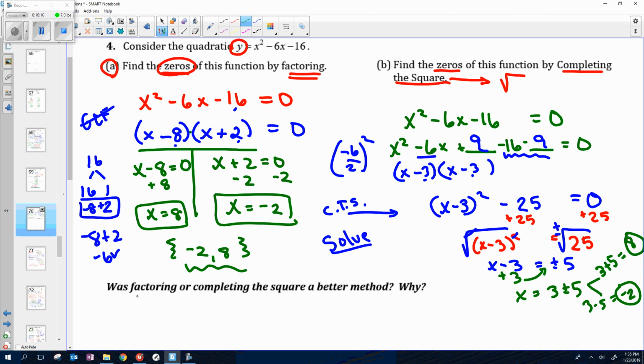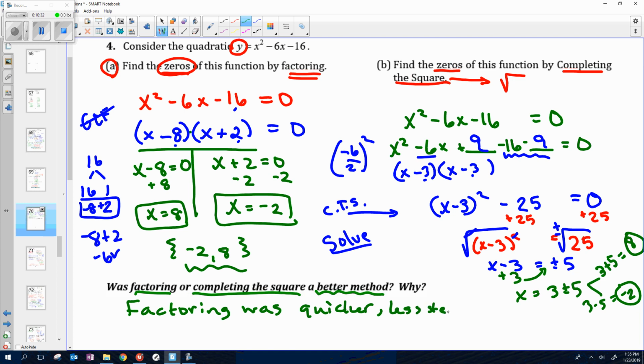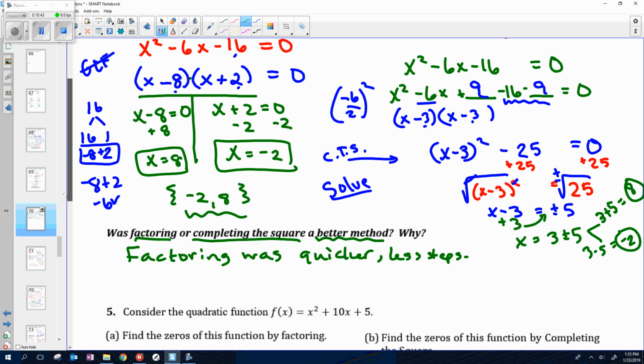So they want you to think about factoring and completing the square and determine which is a better method. Well, in this case, I would say factoring was quicker, less steps, because it factored very easily. Completing the square, you had to go through a process and then another process. This was just factor, set them equal to 0, piece of cake.